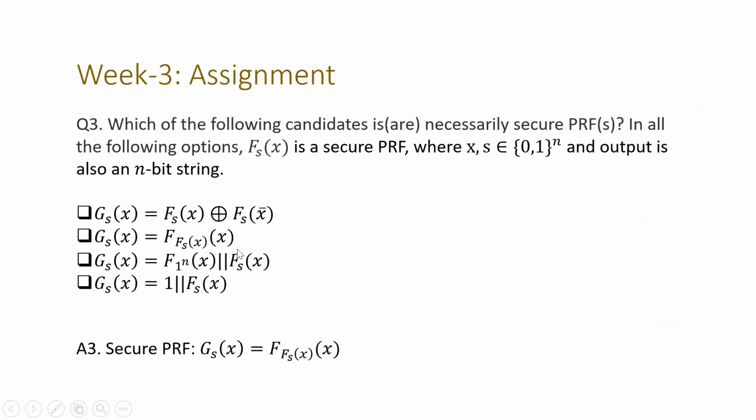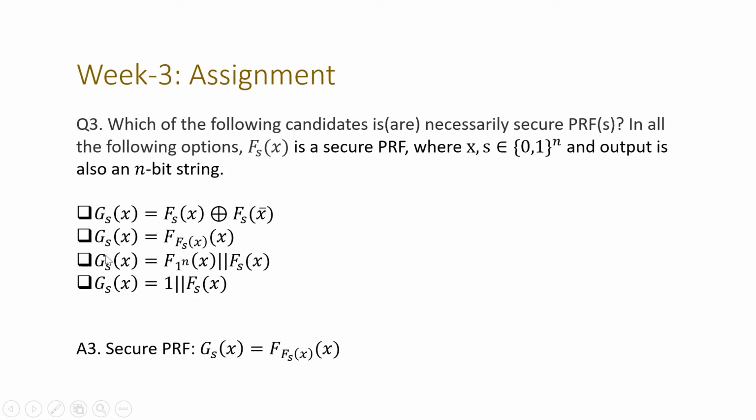So next is G_s(x) equal to F_{1^n}(x) concatenated with F_s(x). Now here, very intuitively, you can see that the first half of the output will always be fixed and publicly known for any given input x, right? So whenever any adversary is querying with some input x, it can itself compute the value of f(x) with key as the n-bit string of all ones. So if you know the value of key k and x, the PRF itself being a public function, the value f(x) with key 1^n is computed easily.